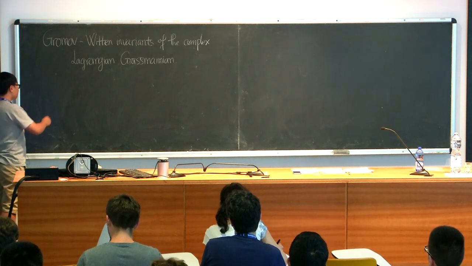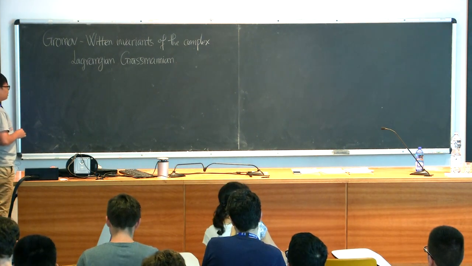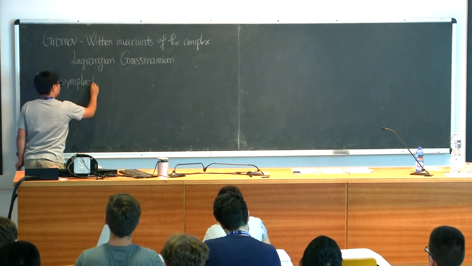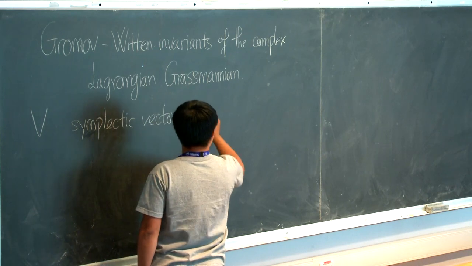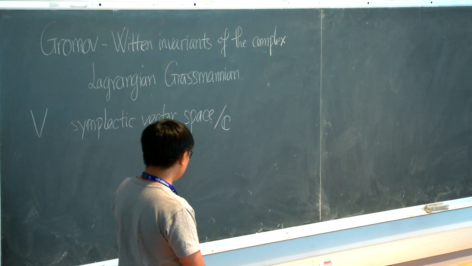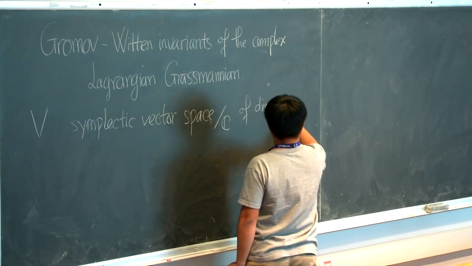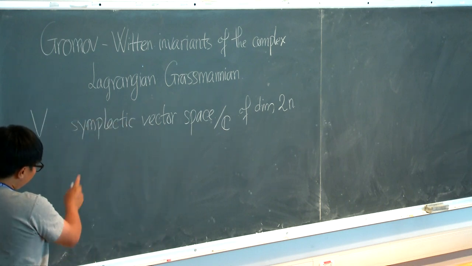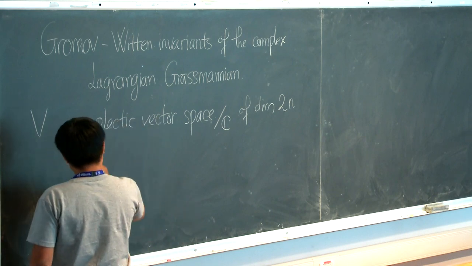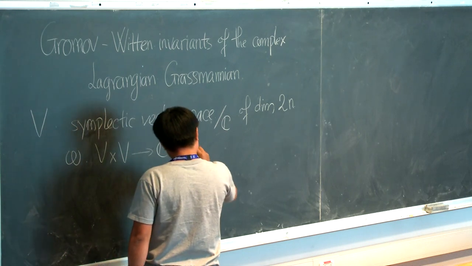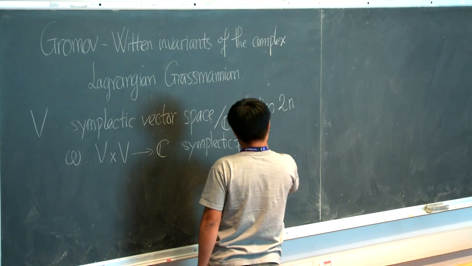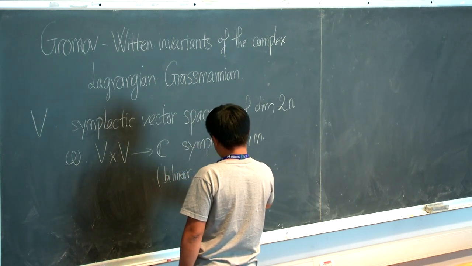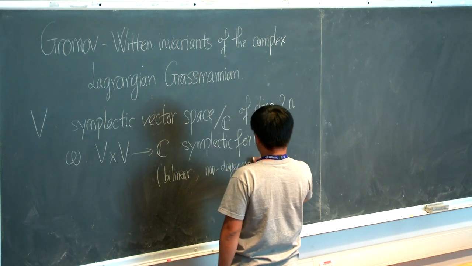First of all, let me start with some notation and what the Lagrangian Grassmannian is. Let V be a symmetric vector space over C, a field of complex numbers, and of dimension 2n. By a symmetric vector space, I mean a vector space endowed with a form, say omega from V times V to C, which is bilinear, non-degenerate, and skew-symmetric.